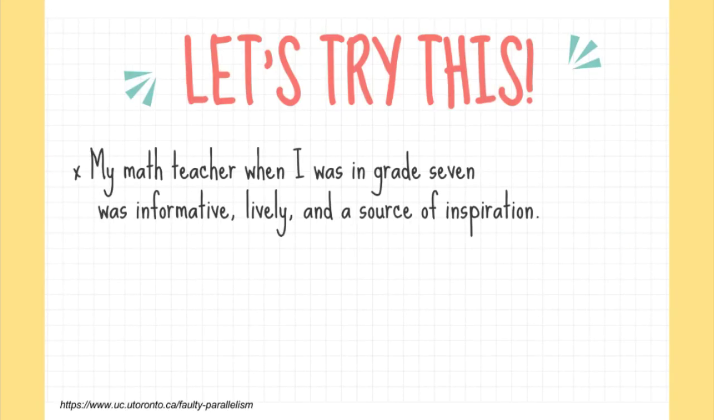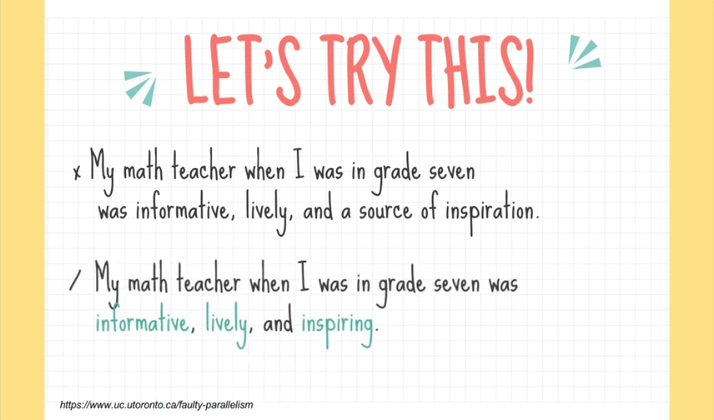My math teacher when I was in grade 7 was informative, lively, and a source of inspiration. So what do you think is the mistake in this sentence? And how are we going to make it parallel? To repair the faulty parallelism here, you will have to change the words informative and lively into noun phrases, or the word inspiration into an adjective. So it will become, my math teacher when I was in grade 7 was informative, lively, and inspiring. So always choose the simplest option. In this case, change the word inspiration into an adjective which is inspiring.